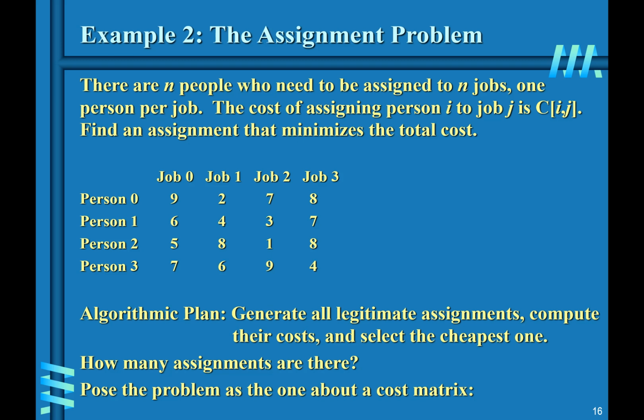So this is the knapsack problem. We have another problem, the assignment problem. In this question, n people need to be assigned to n jobs, one person per job. The cost of assigning person i to job j is Cij. Find the assignment that minimizes the total cost. So we have people and we have jobs. The algorithm plan is to generate all assignments, compute the cost, and select the cheapest one. How many assignments are there? Pose the problem as a cost matrix.